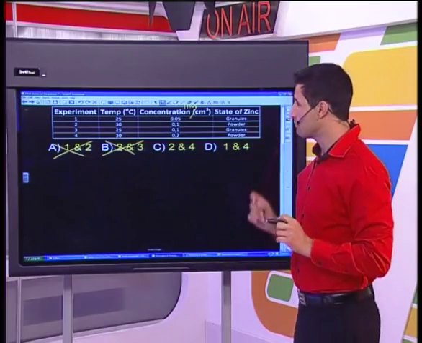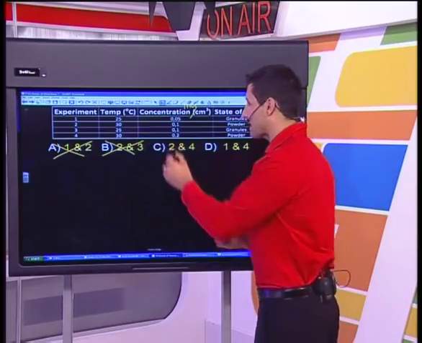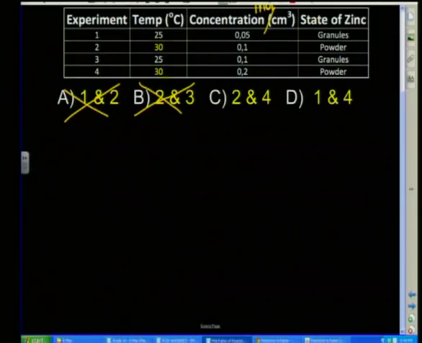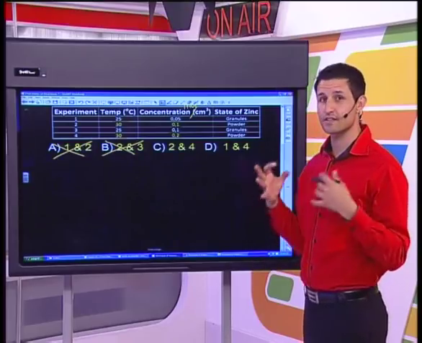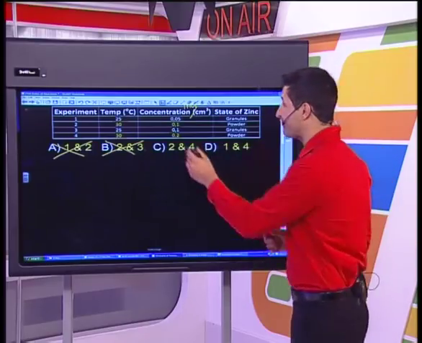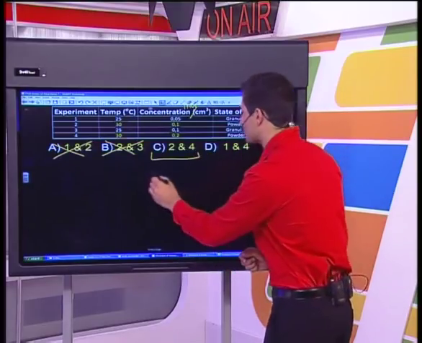That is not fair. But one of the things that I can do is take a look at experiment 2 and 4. I'm going to highlight them as I go. Experiment 2 had a temperature of 30. So that's the same. Okay? Experiment 2 had a concentration of 0.1, and experiment 4 changed the concentration. There it is. So that was changed. The really cool thing about this is that I kept the state of zinc the same. That means that this is a fair test. Okay? So I can actually see that experiment 2 and 4 are fair. I can see that the explanation over here is that only the concentration changed.